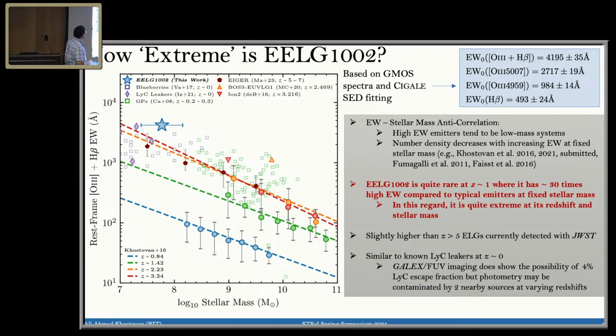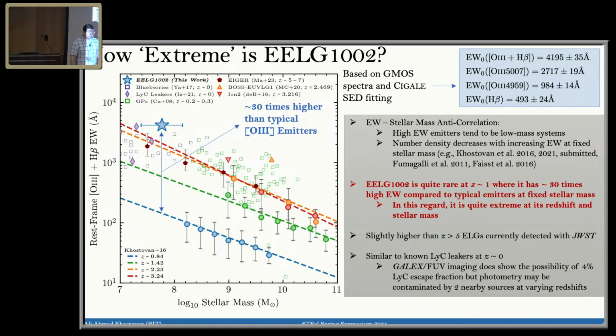So taking into consideration the equivalent width stellar mass anti-correlation, and comparing this source to typical redshift 0.8 galaxies, this one source, which throughout this talk is this blue star right here, is 30 times higher in equivalent width compared to galaxies of similar mass at similar redshift. And in that respect, this is actually quite a rare source. It's an outlier compared to the typical population of [O III] emitters that you would find at this redshift and stellar mass.